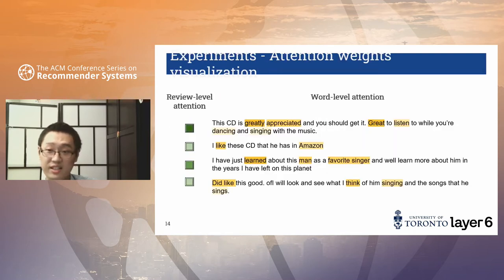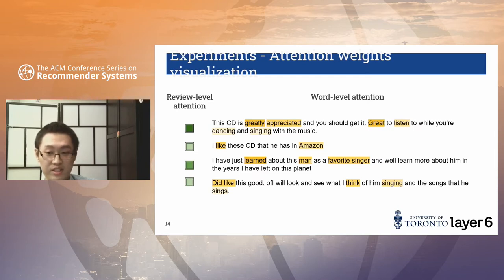Lastly, we visualize attention weights in our review level and word level attention mechanism. We show both types of attention here. The reviews are taken from Amazon Digital Music and belong to the same user. The color represents attention weights, with darker color indicating larger attention weights. We see that review 1 and 3 receive more focus compared to review 2 and 4, since review 1 and 3 are more specific, whereas the other two are more ambiguous.